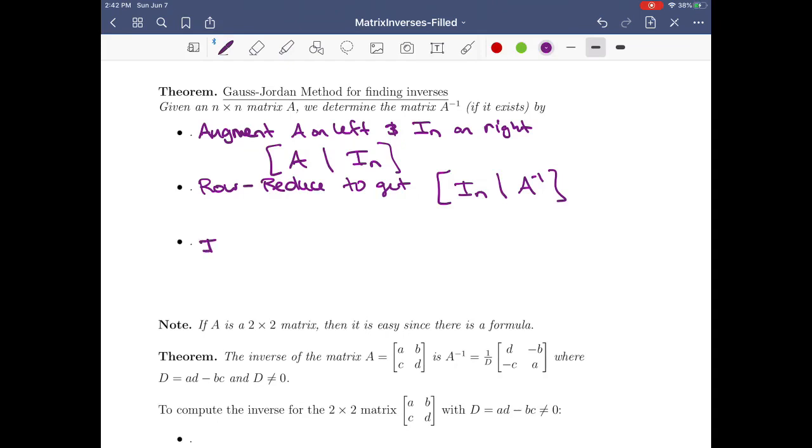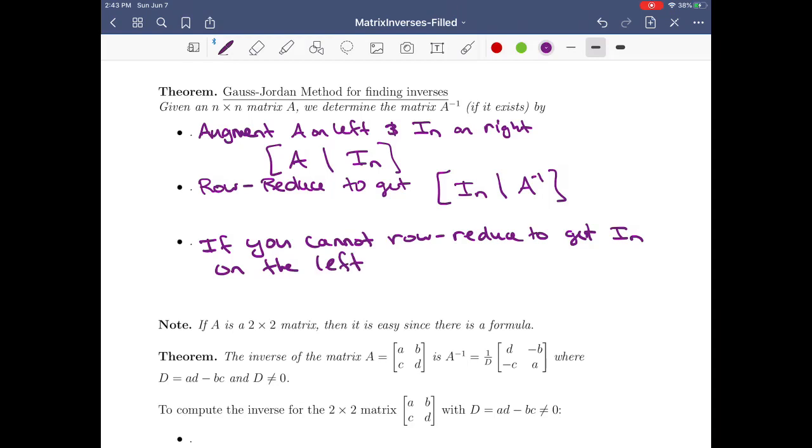Okay, now remember when we were solving systems, it wasn't always possible to get diagonal form. So if you cannot row reduce to get the identity on the left, so diagonal form, then your inverse doesn't exist.